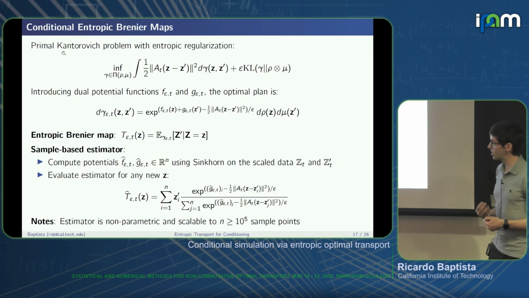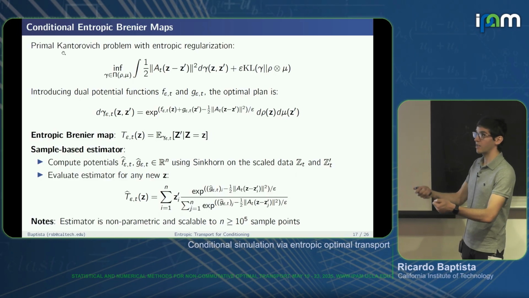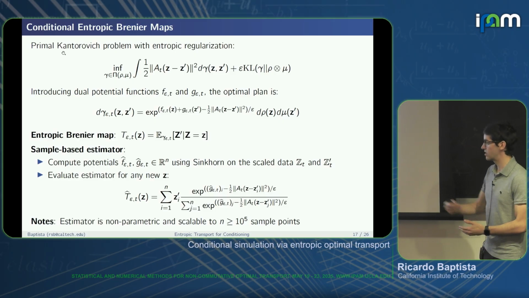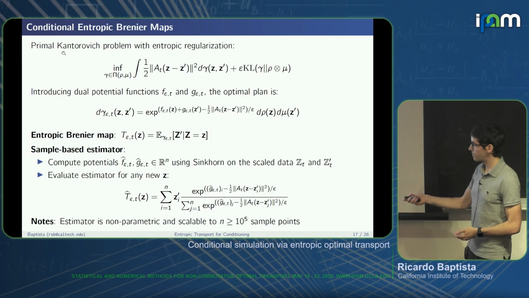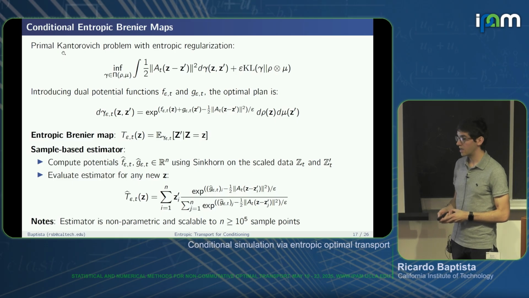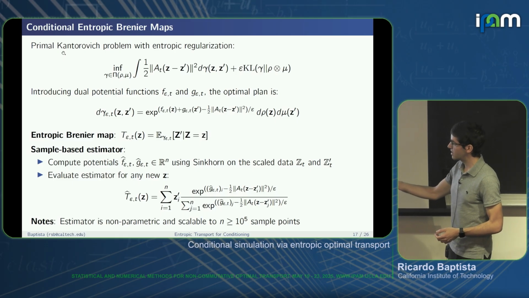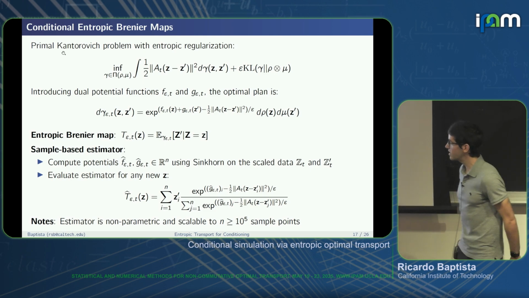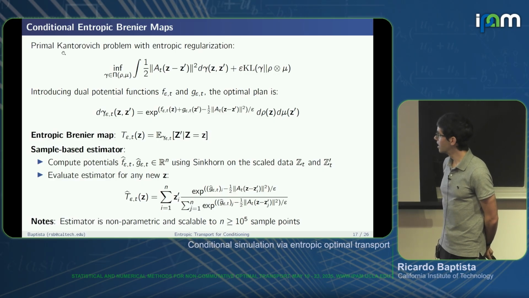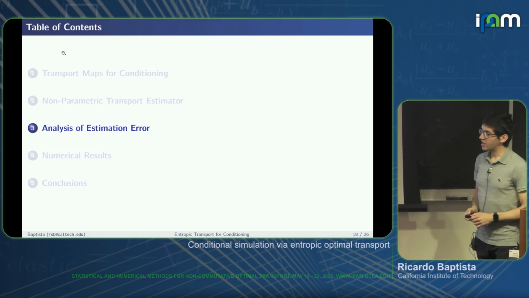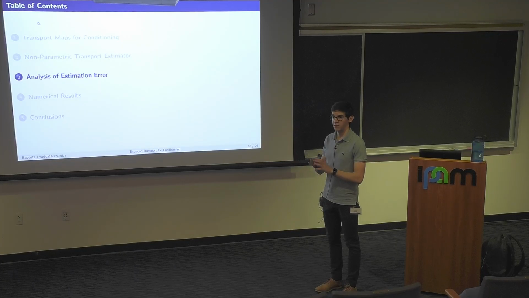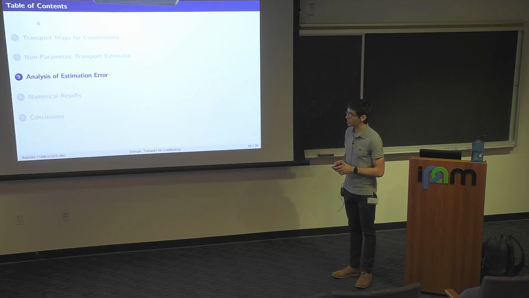So for instance, for the question earlier about trying to evaluate this map at a new value of the conditioning variable, such a map extends to that setting. Fortunately, as a result of a lot of recent packages, we can quickly estimate the potentials that are needed to define this map with a significant number of sample points. So I just want to briefly outline a few results on this estimator. It's not a complete analysis, but just what we can say so far.